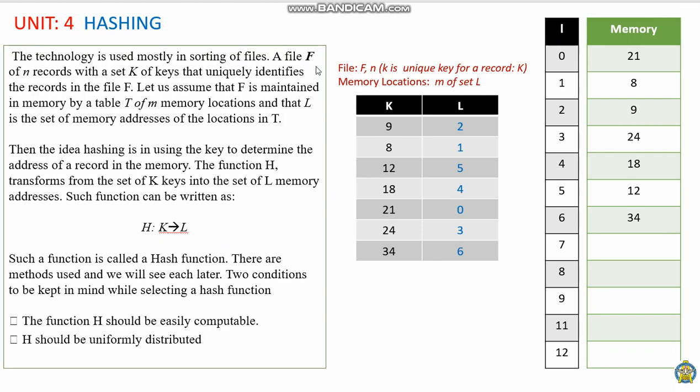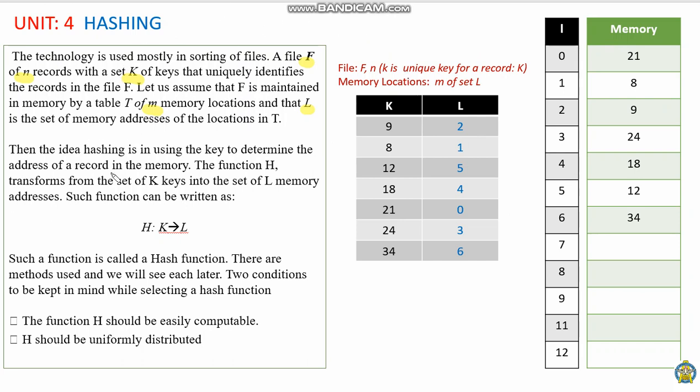So let's imagine there is a file f having n records, and each record is uniquely identified by a value k belonging to the set of keys K. They are going to be stored in memory locations, each uniquely identified by a small letter l, and there are m memory locations. So we have a set of keys uniquely identifying the records, and we have memory locations. We are going to store these records into the memory.